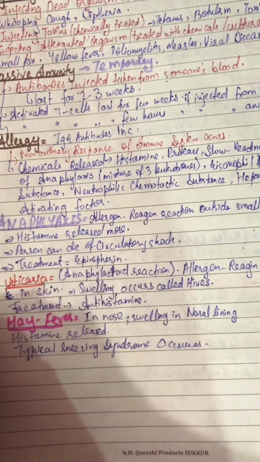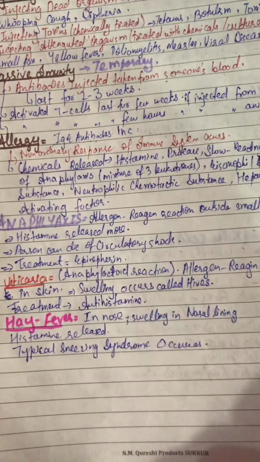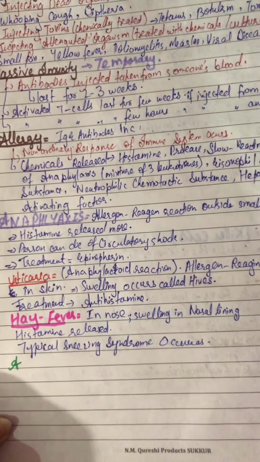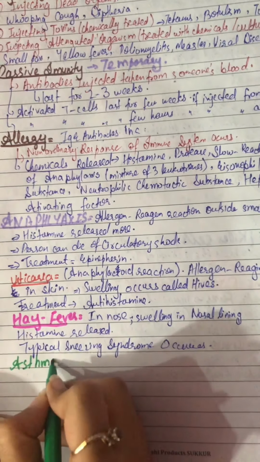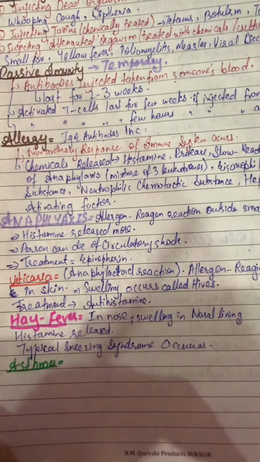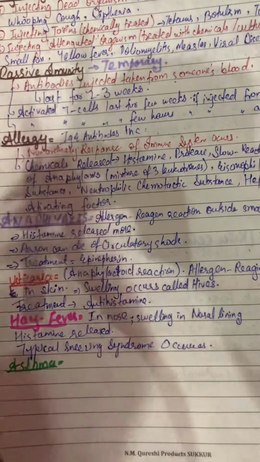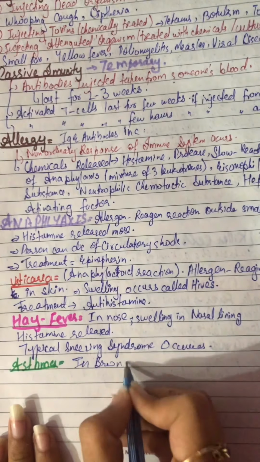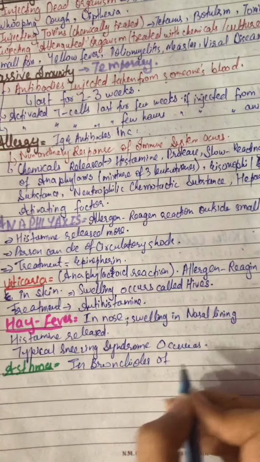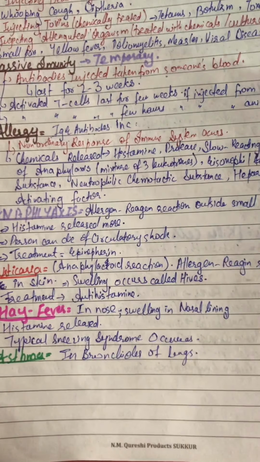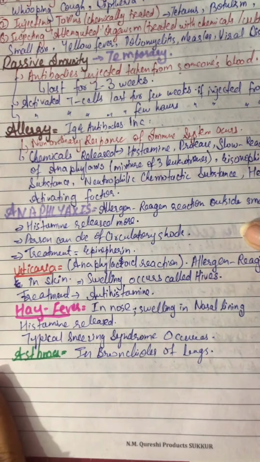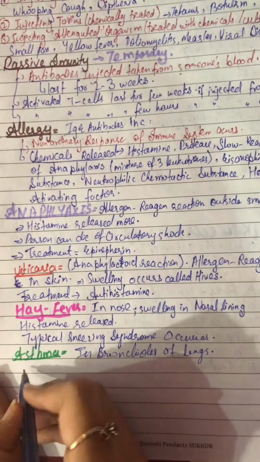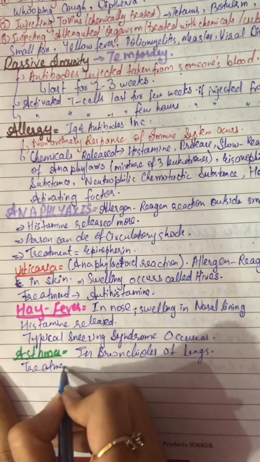Then the last one is asthma, a well-known allergen reagent reaction. So the asthma reaction occurs in the bronchioles of the lungs, and this occurs because of the products released from the mast cells and the basophil cells, right? So its treatment is antihistamine.